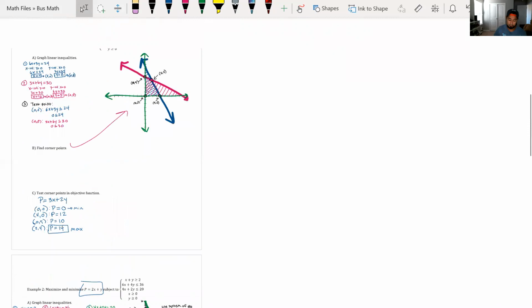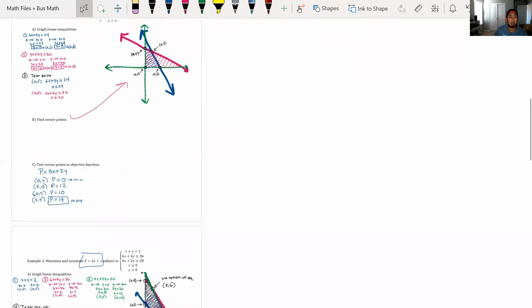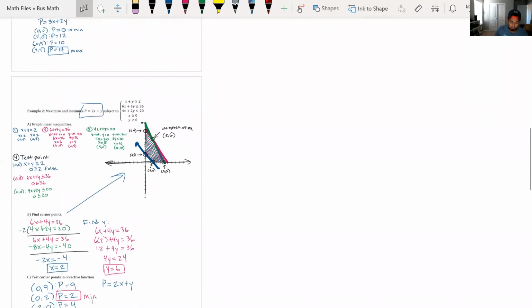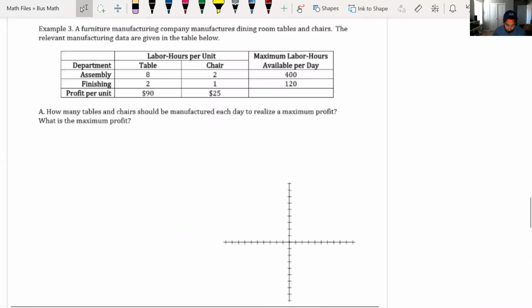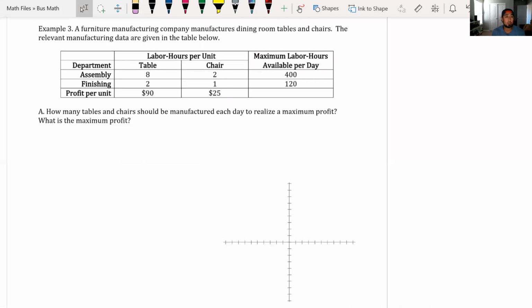All right, there's that. And one more because it's the word problem, right? We have a word problem. All right. Example 3. A furniture manufacturing company manufactures dining room tables and chairs. The relevant manufacturing data are given in the table below.